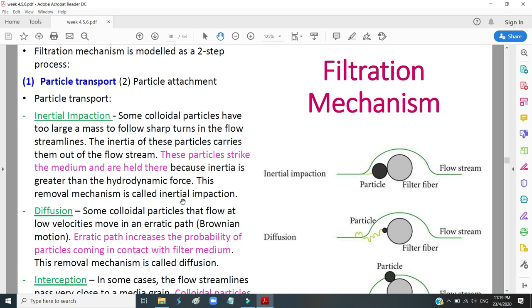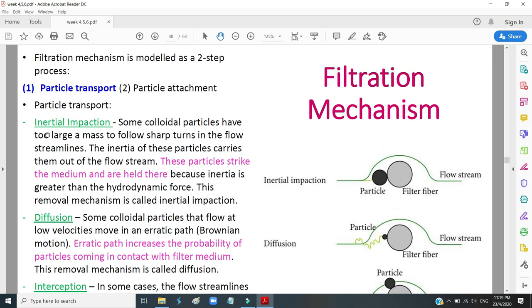Recall inertia from secondary school, what we have learned actually. Inertia is the tendency of an object to keep moving unless there is a force that will stop it. So a lot of the time, these colloidal particles will just keep moving, even though there is something to stop them. This type of inertia traps the particle so that it will not flow again, because inertia is greater than the hydrodynamic force, so it will be stuck at the point of the filter and can be removed. So this is the diagram for inertia impaction.